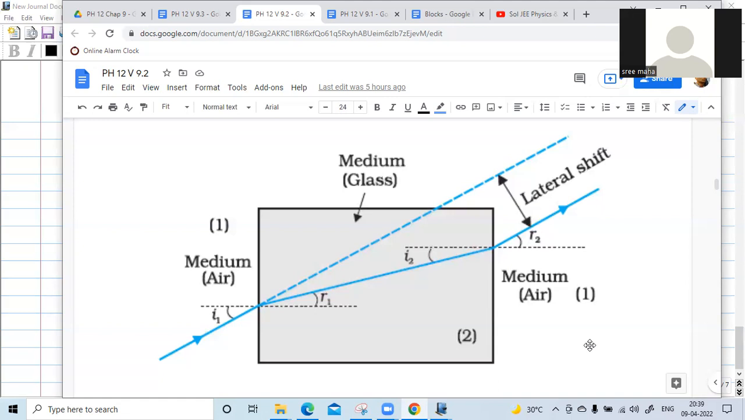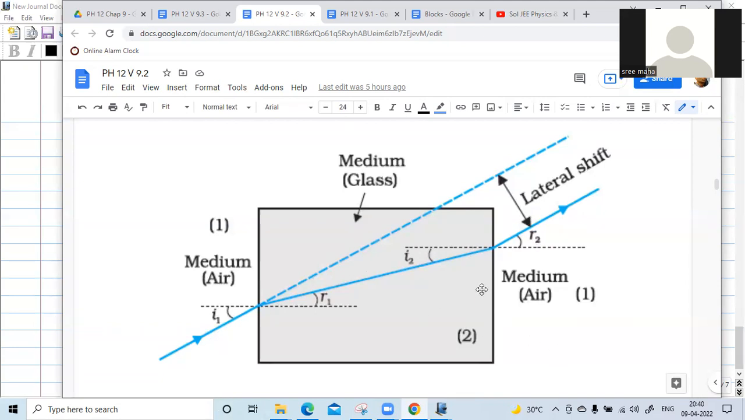By using Snell's law. You have to apply Snell's law at this interface and you have to apply Snell's law at this interface. If you apply Snell's law at this interface, this is medium 2, right? So sin i by sin r equal to n2 by n1. Here you will get sin i2 by sin r2 equal to n1 by n2.